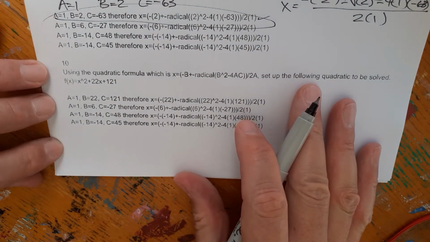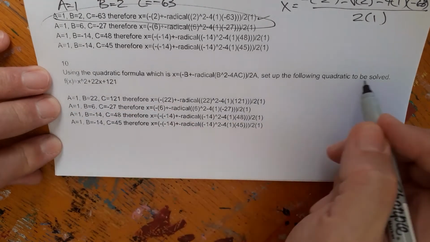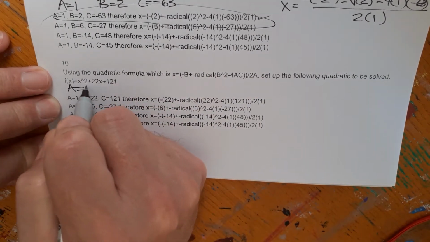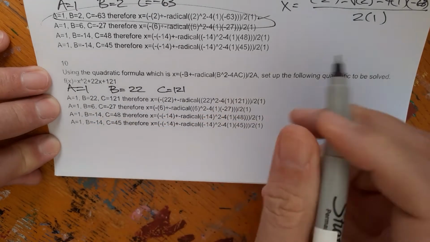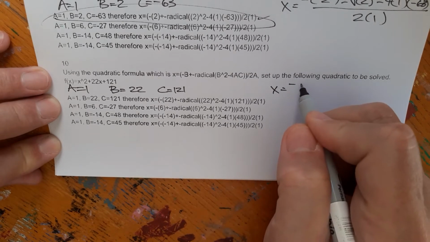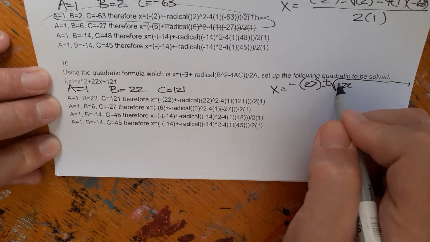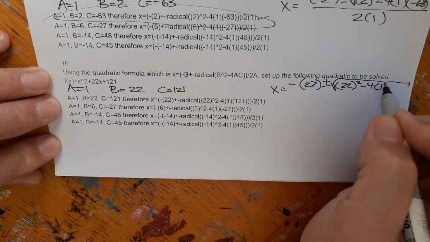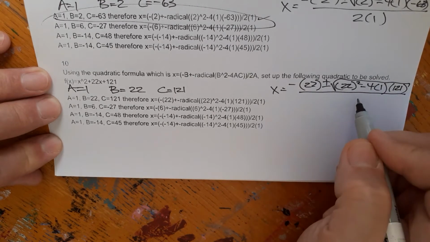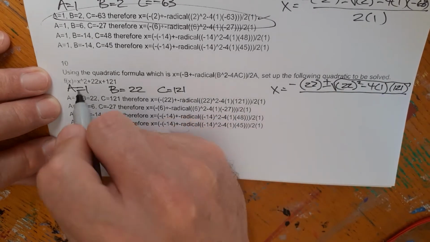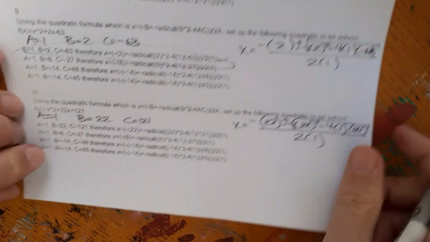Remember, my answer always shows up in the A position. Yours is going to be mixed when you get your assignment. Set it up. A equals 1, b equals 22, c equals 121. X equals negative b, which is 22, plus or minus radical 22 squared minus 4 times 1 times 121, which is 4ac, all over 2 times a, 2 times 1.